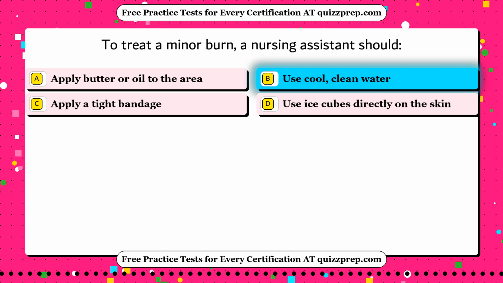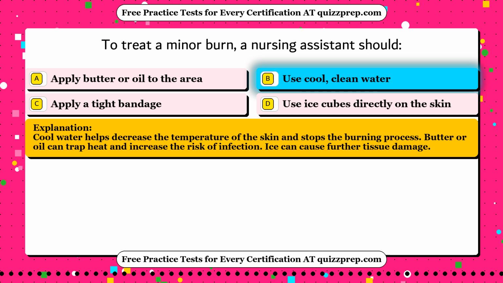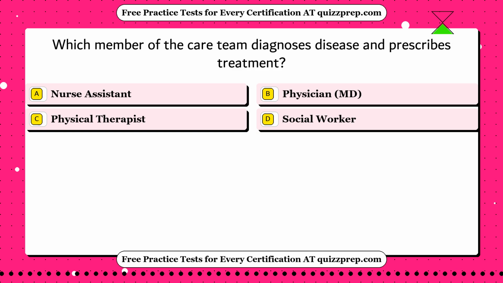The correct answer is option B, use cool, clean water. Cool water helps decrease the temperature of the skin and stops the burning process. Butter or oil can trap heat and increase the risk of infection. Ice can cause further tissue damage. Question 9. Which member of the care team diagnoses disease and prescribes treatment?